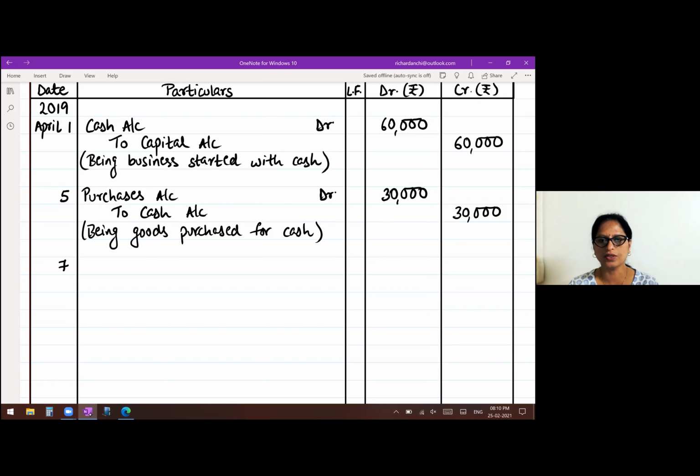Suresh is the receiver, so his account will be debited according to the rule of personal account, debit the receiver. And sales will be credited because nominal account sales is an income. So write the entry: Suresh's account debit 10,000 to sales account 10,000, being goods sold on credit.